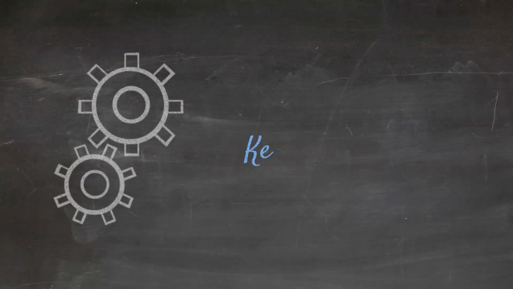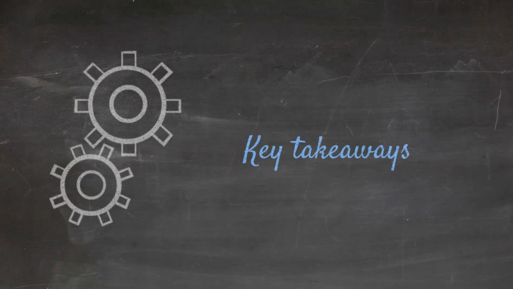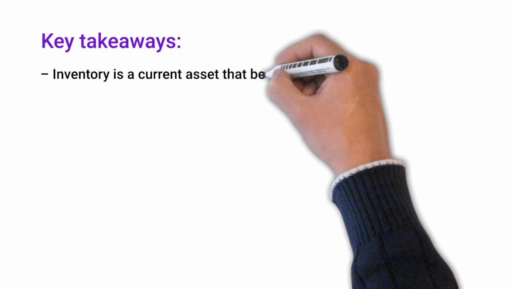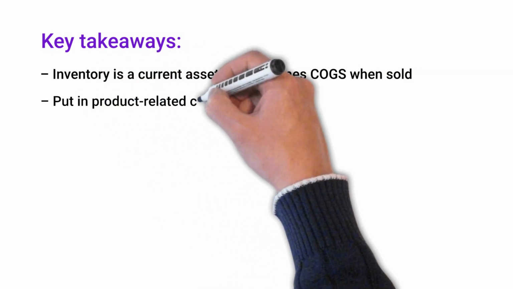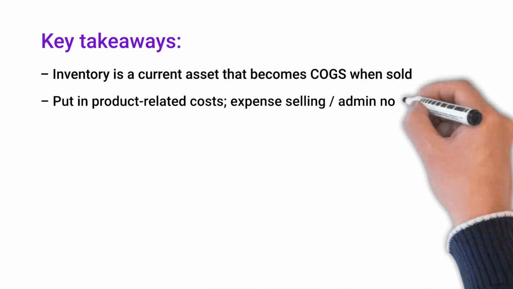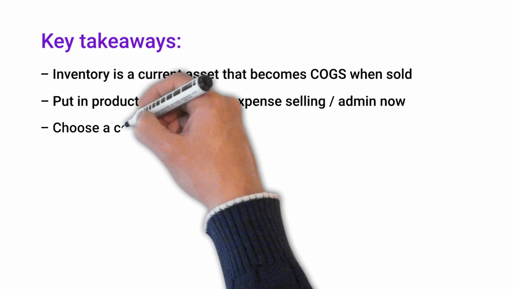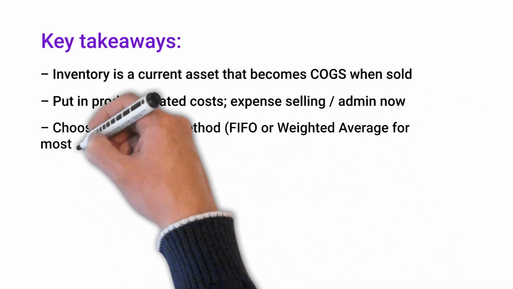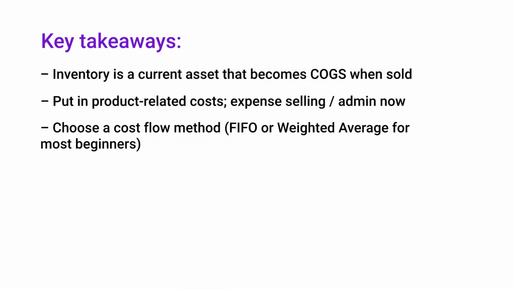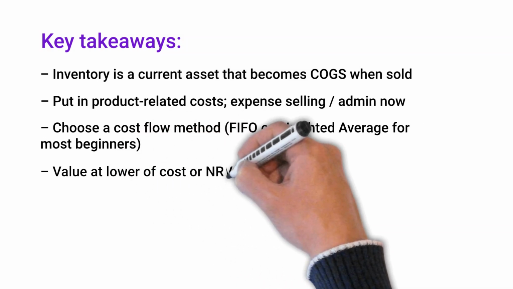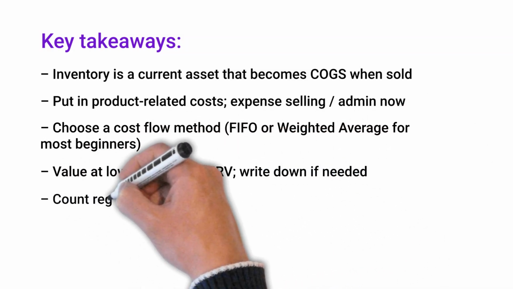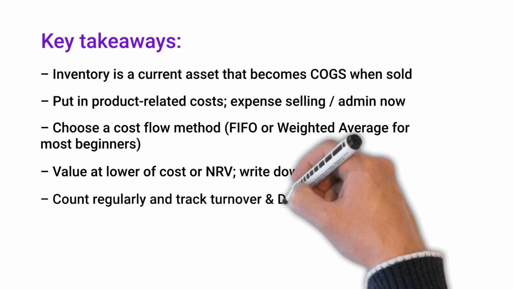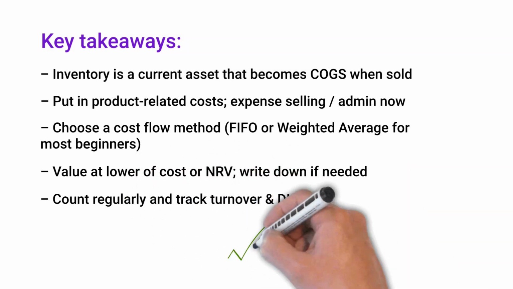So, a good lesson, let's summarize it. Inventory is a current asset that becomes cost of goods sold when it is sold. Put in product-related costs, expense selling and administrative costs now. Choose a cost flow method. For example, FIFO or weighted average are good for most businesses. Value at lower of cost or net realizable value. Write down if needed. Count regularly and track turnover and days of inventory outstanding.